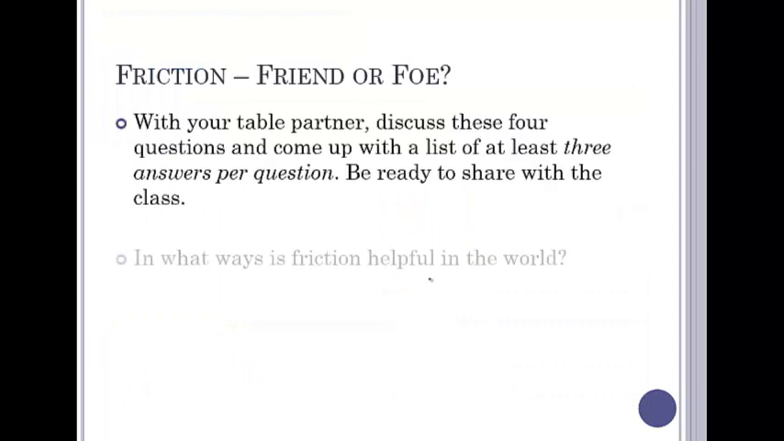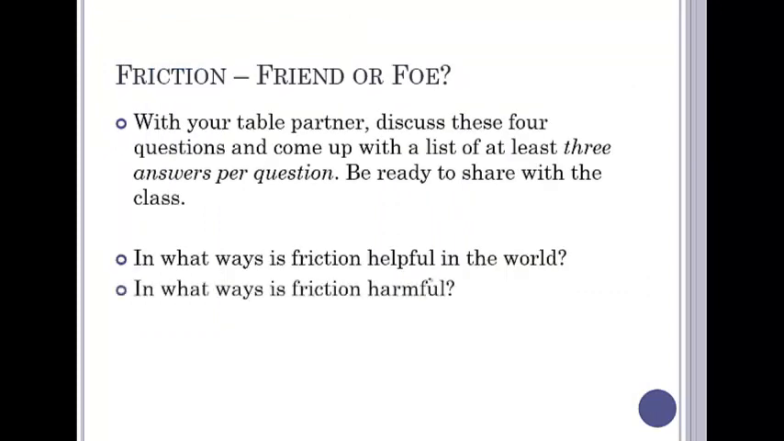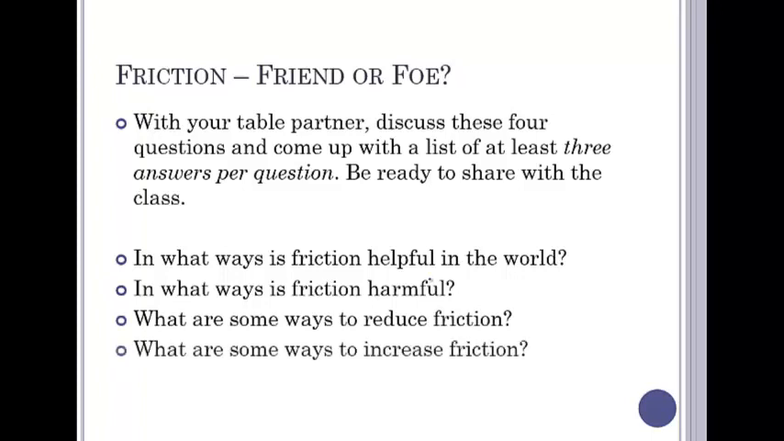So here are some questions that I would like for you guys to think about. So pause the video and jot one of these down. Okay, so in what ways is friction helpful? In what ways is friction harmful? What are some ways to reduce friction? And what are some ways to increase friction?